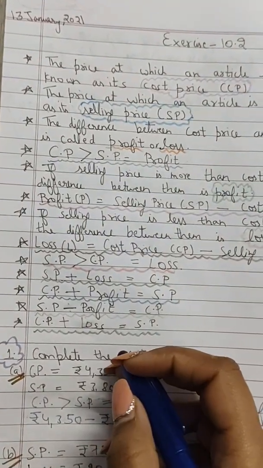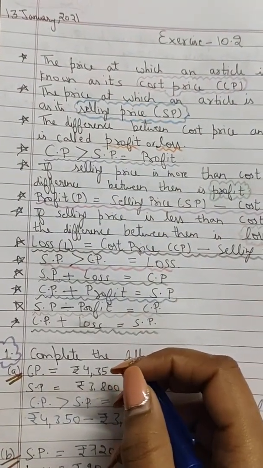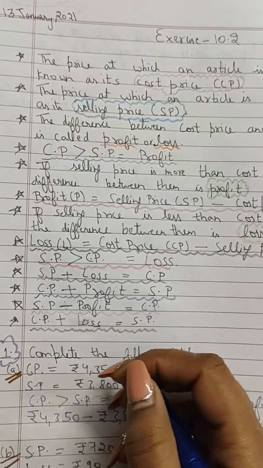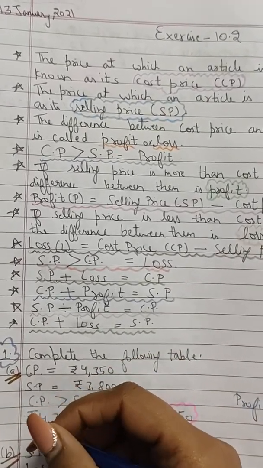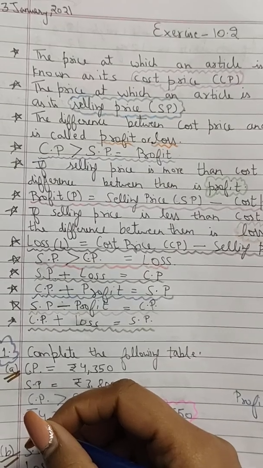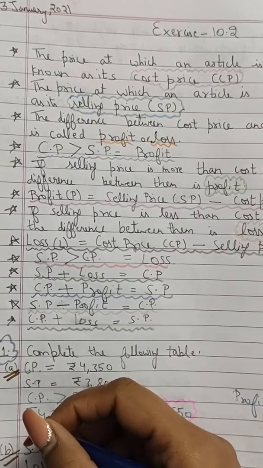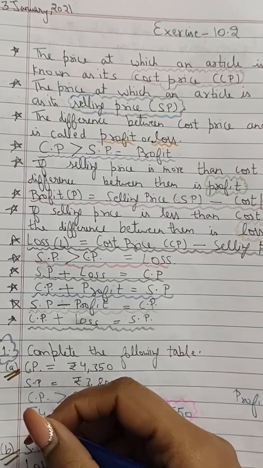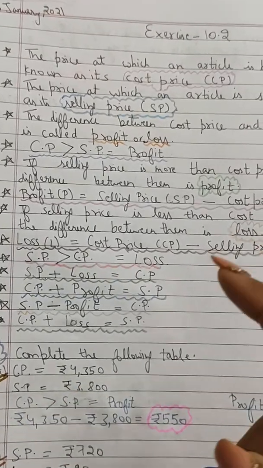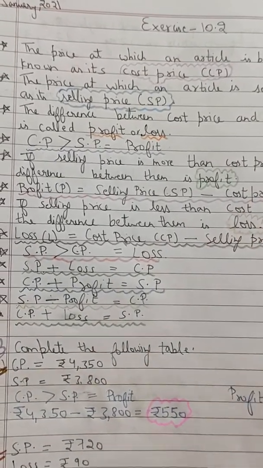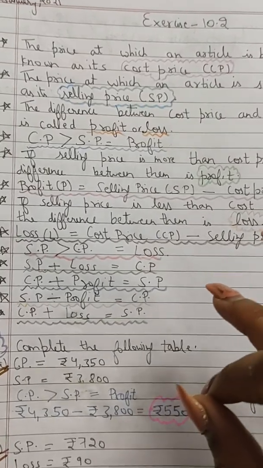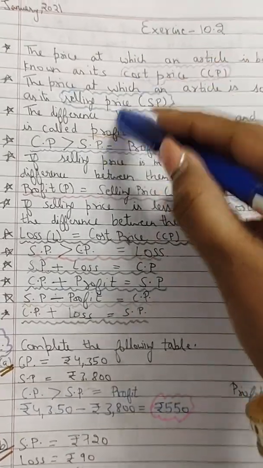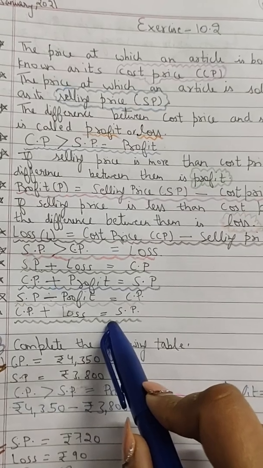Good morning everyone. Today we will be starting with our new topic, that is profit and loss, that is given in exercise 10.2. So here four new terms you will be studying about. One is cost price, one is selling price, one is profit, and last one is loss. Cost price, selling price, profit, loss, all the new terms that you will be studying in this topic. This is compulsory for you people to write in your notebook.